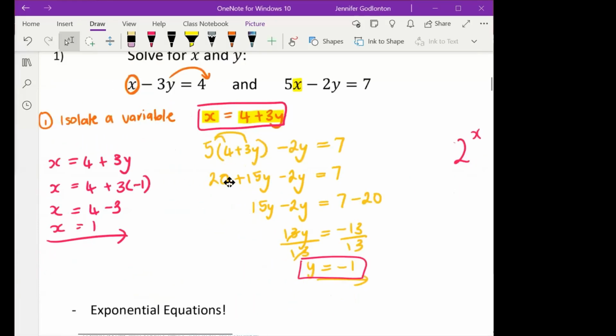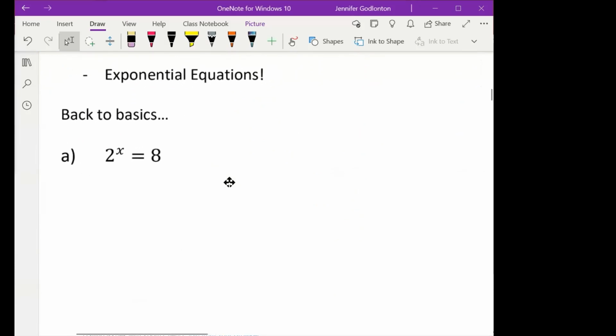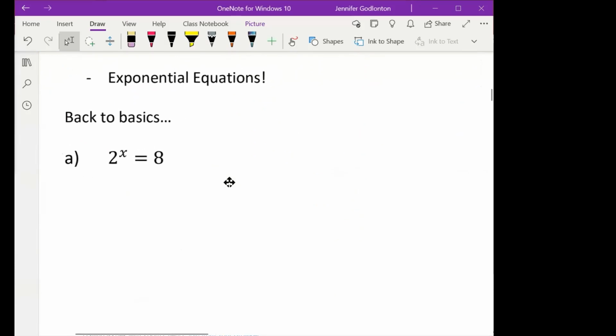Let's dive right into exponential equations. So we're going to start with some nice, easy ones just to slowly get into what exponential equations are. And we're going to talk about all of the different steps to get to where we need to go. And then hopefully by the end of the lesson, we can try some trickier ones.